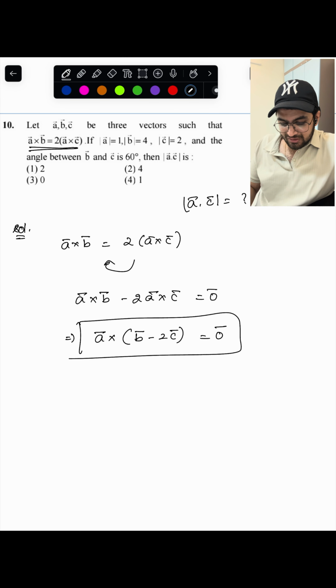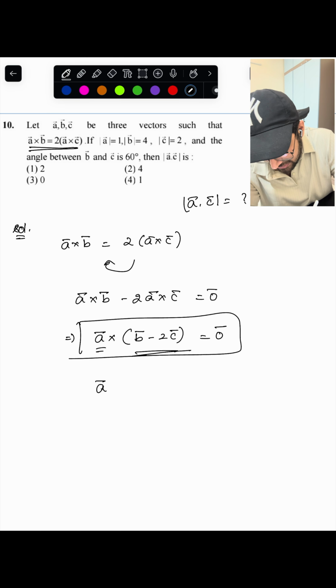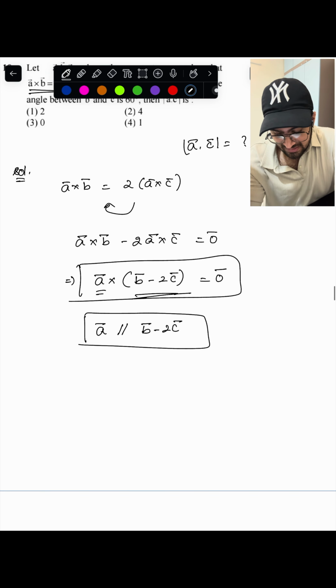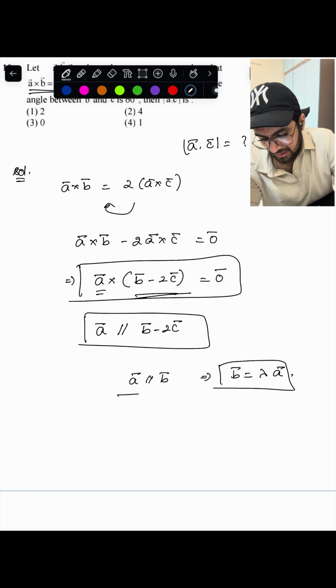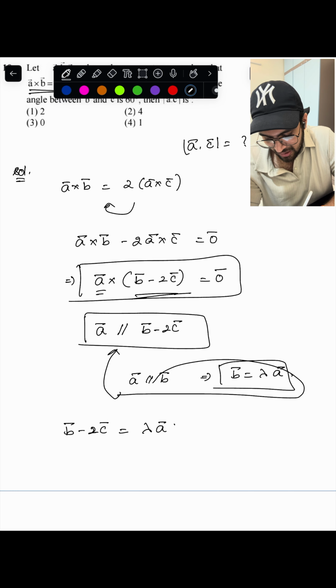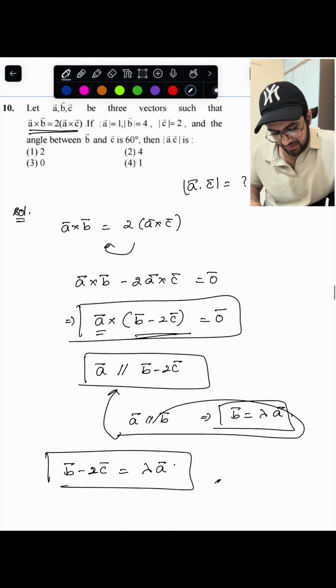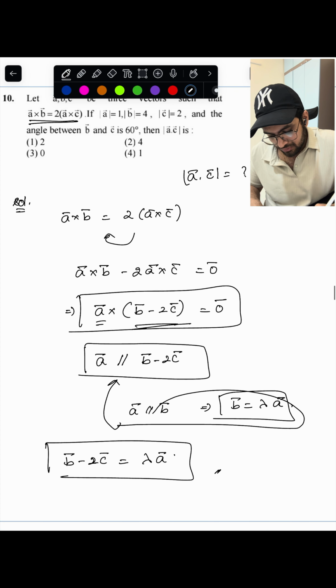And here the cross product of 2 vectors is 0. So that means, can I say A bar is parallel to B bar minus 2C bar? In vectors, we have this condition when 2 vectors are parallel. A bar equals to B bar. Then we can write B bar equals to lambda A bar, right? So I will use this condition over here. Now I can write B bar minus 2C bar equals to lambda times A bar. Okay, this is what we need to write. So once we write A bar in terms of B bar and C bar, now all we need to do is we have to find this lambda.